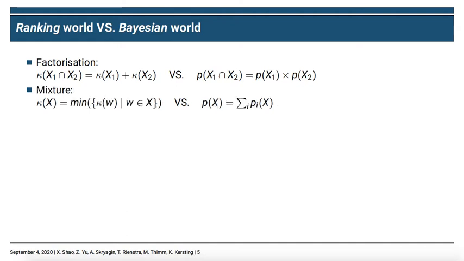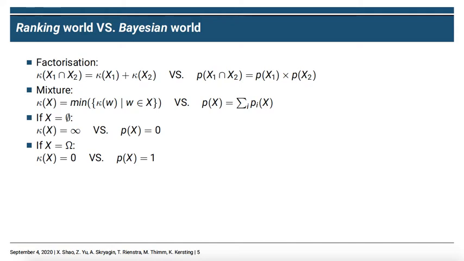And the mixture of ranks of X is a minimum rank of all mixture components, and the mixture of probability of X is the sum of all mixture components. For the empty set, its rank is infinity, and its probability is 0. For the entire set, its rank is 0, and its probability is 1.